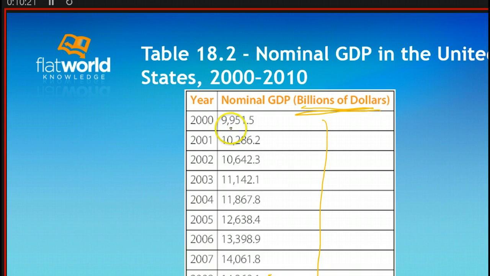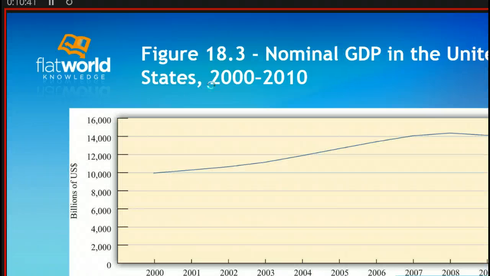If I have 9,951 billion of something, that's like saying 9 trillion, 951 billion, and there's a 0.5 there, so $500 million worth of GDP. Just want you to be able to know how to read those charts. Looking at this on a graph, I can see over that 10-year period, nominal GDP went up just about every year except from 2008 to 2009. Otherwise, it keeps going up.